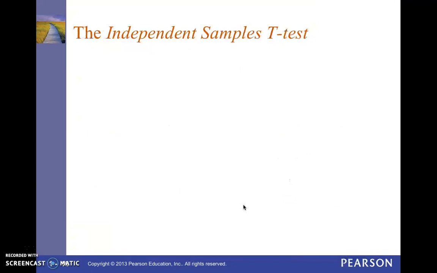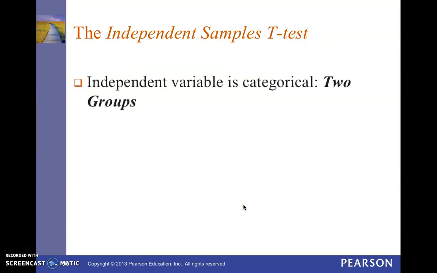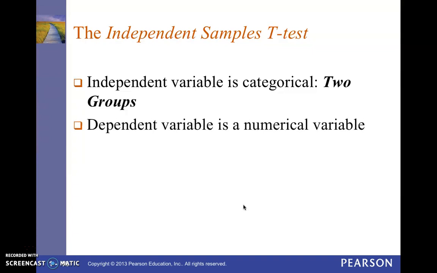I'm going to hurry along because I'm running out of time. Let's see. So the independent samples t-test. This is our second t-test. In this case, the independent variable is categorical, and specifically, we're looking at two groups. And the dependent variable is a numerical variable.